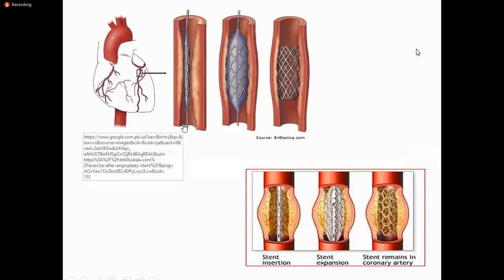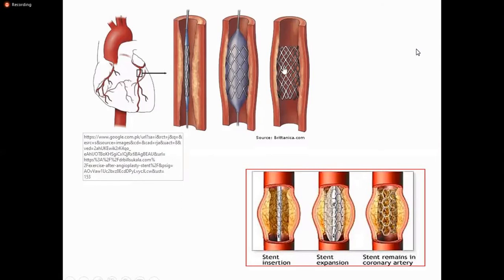Now, how do we do the PCI? In this picture, you can see a catheter with a balloon placed. Over the catheter there's a balloon, and over the balloon there is a stent. A stent is basically made up of wire net. When we inflate the balloon, the wire net stent is opened up, and we place the wire net stent into the lumen to make the coronary artery patent, and we deflate and remove the balloon. So this is basically how we do the PCI, or stenting. We call it stenting.